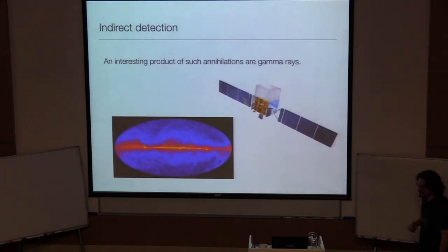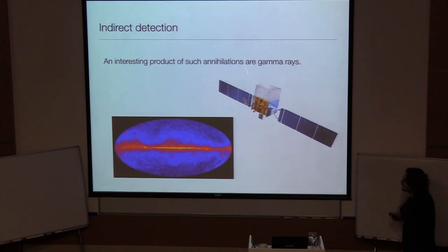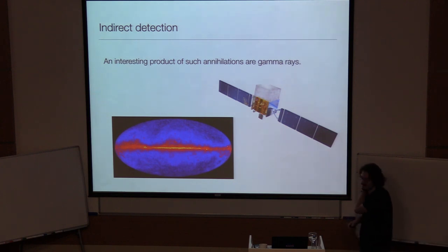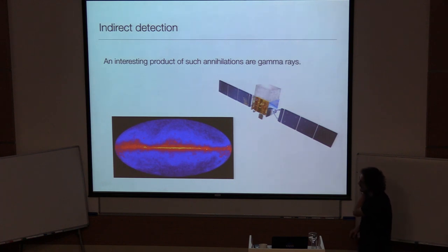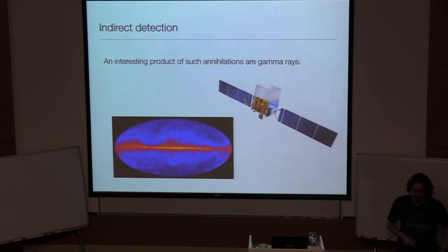So this is the instrument that we used, the Fermi Large Area Telescope. It's a gamma ray space telescope by NASA. It was launched into space in 2009, I believe. And that's the gamma ray full sky map that they measured.